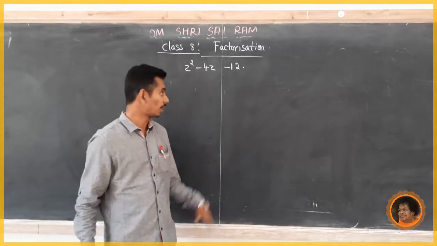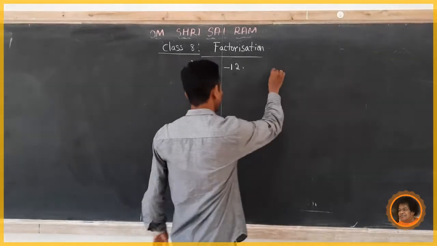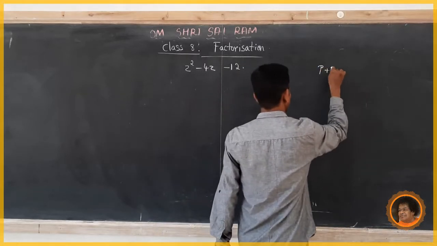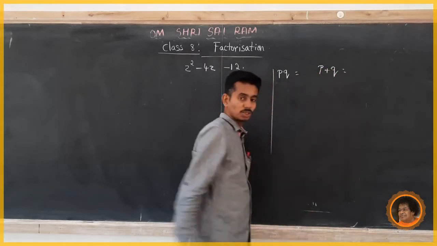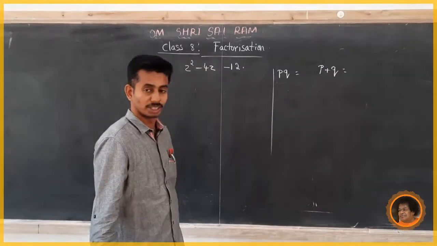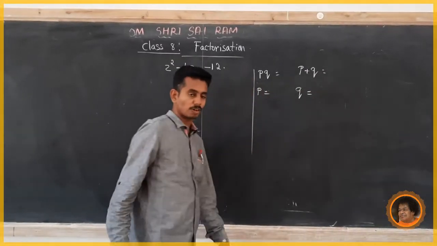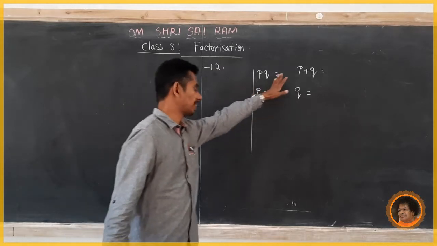So what is the method? How to factorize this? By the pq and p plus q method. Which method do we have to use? The pq and p plus q method. What is p and what is q? We already solved many problems related to this.